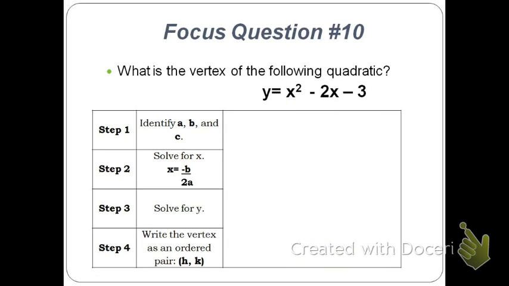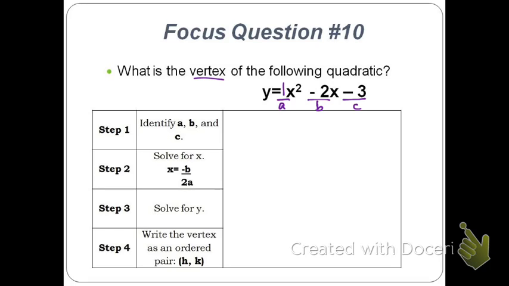On to this next one here. For number 10, we have y equals x squared minus 2x minus 3. So, as we simplify, we need to identify a, b, and c. A is 1. B is -2. And c is -3. So let's see what we get when we simplify a problem like this.